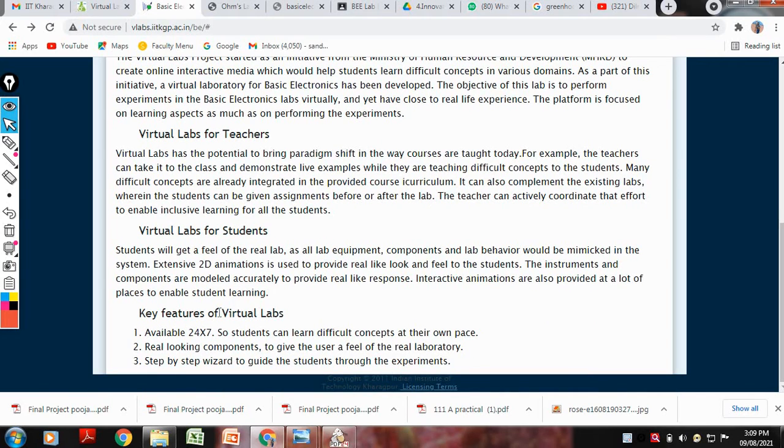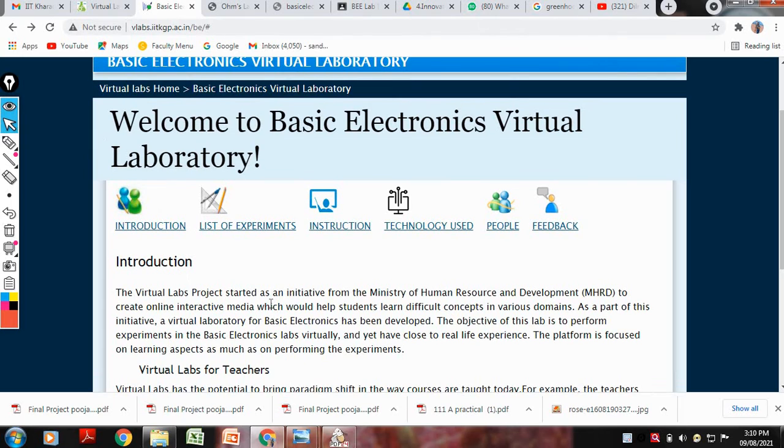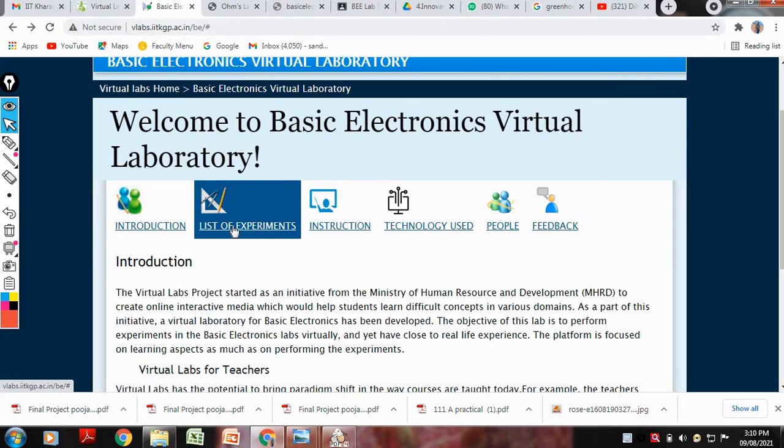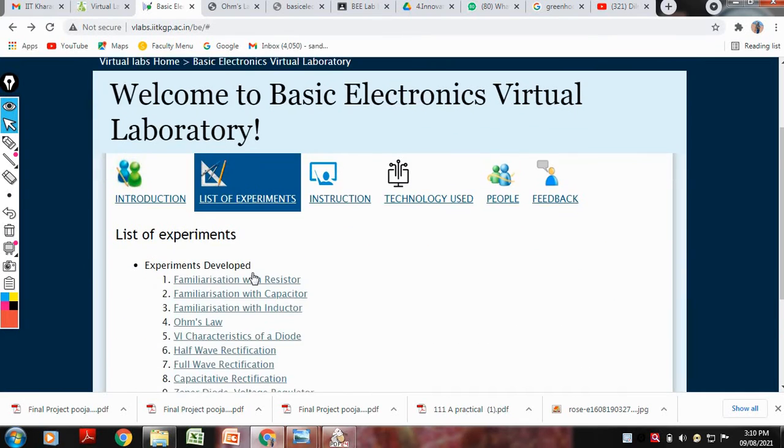Now these are the key features of the virtual lab. The main key feature is that students can easily understand, and this is a very good platform for engineering students. It gives real-looking components and also gives the feel of a real laboratory. This is just an introduction to the virtual lab. Now here is the list of experiments which we have to explain.